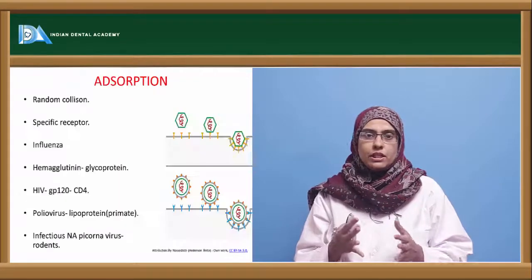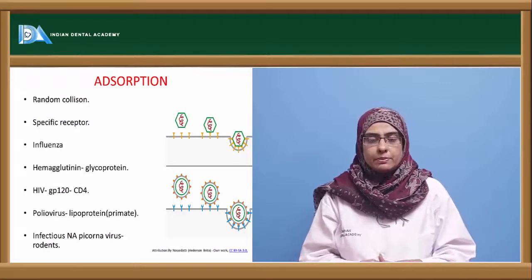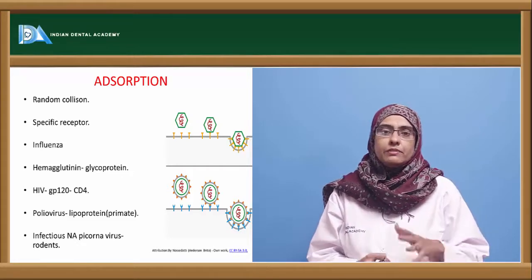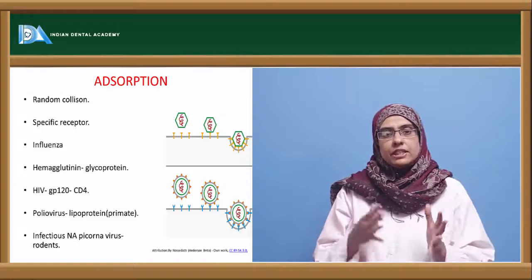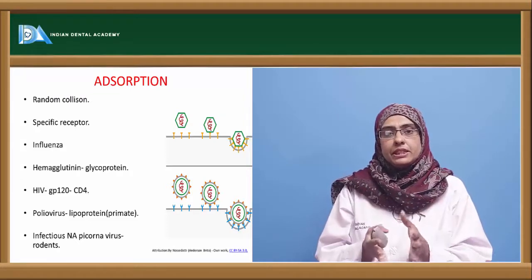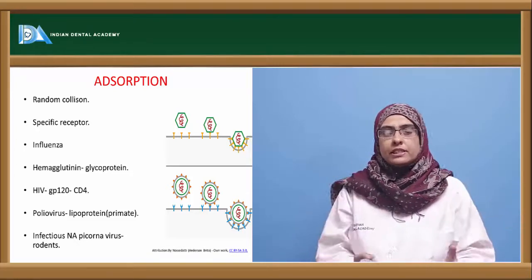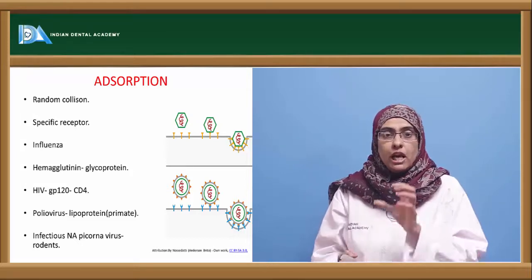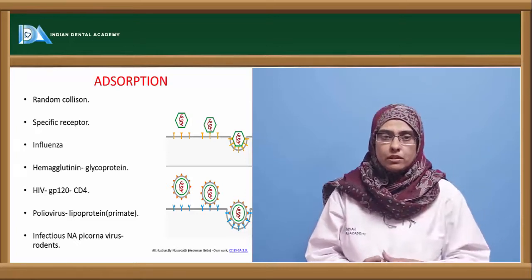Coming to the replicative cycle in detail, the first step is the adsorption or the attachment. Adsorption and attachment is a random collision between the viral particle or the virion, which is infectious in nature, with the host cell. Now we should know that there is a specificity between the virus and the host cell. Only when there is a specificity will the virus have the ability to attach to the host cell. This specificity is usually determined by the receptors which are expressed on the host cell.